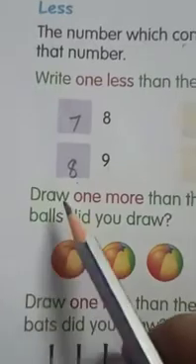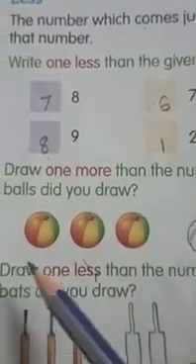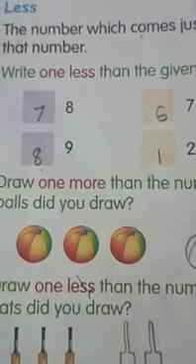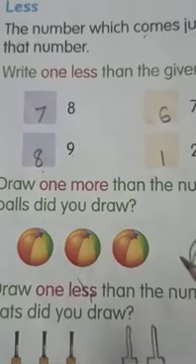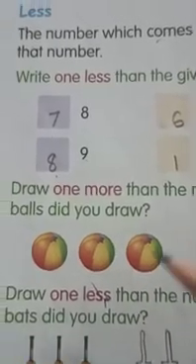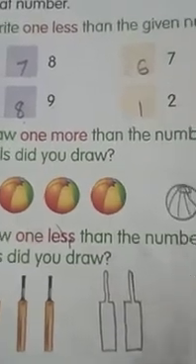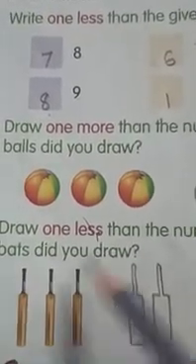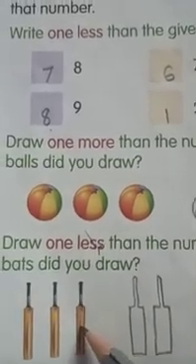Now your homework is to draw one more than the number of balls given below. Here 3 balls are given. You have to draw one more than these 3 balls. Next, draw one less than the number of bats. Here you have to draw one less.